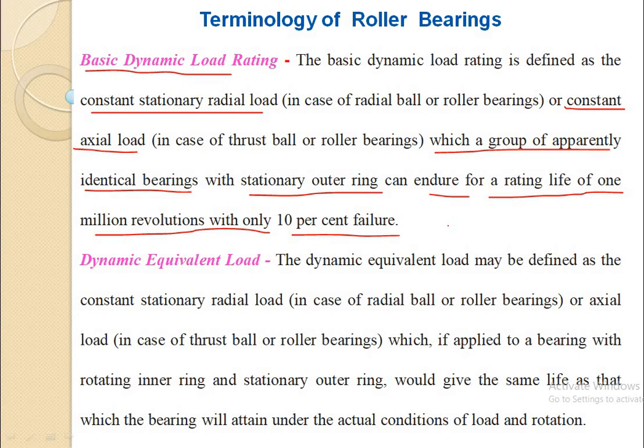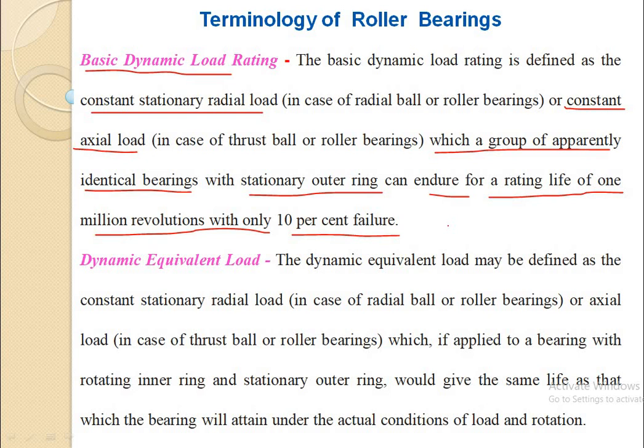If the identical group of bearings can sustain a rating life of 1 million revolutions with only 10% failure, that load is known as the basic dynamic load rating.